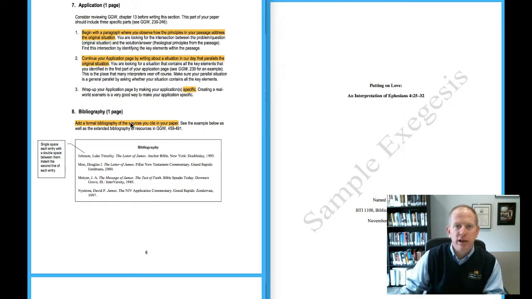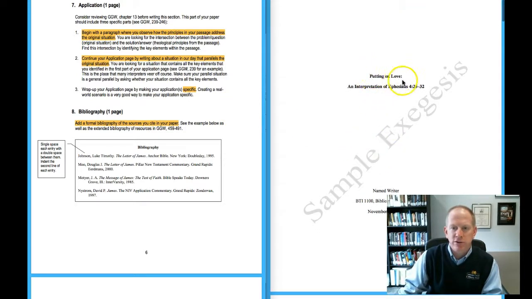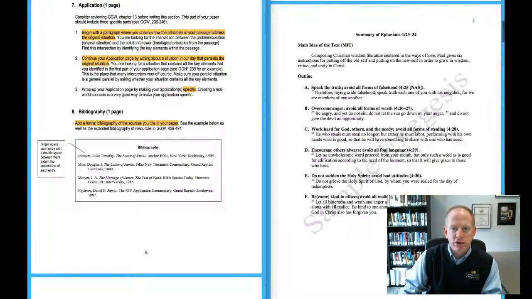Now, let's very quickly look at this sample exegetical paper. You see the titles there? You'd put your name and the course name and the title, the date here. Here's an example of that main idea. So we're talking about Ephesians. Here's our main idea of the text. Here are the major points, and here is the text written out.